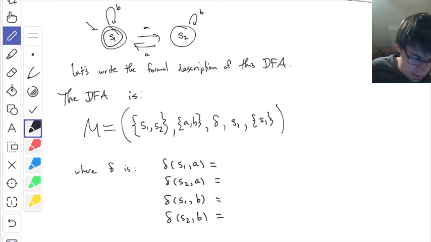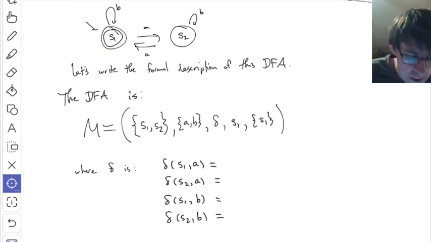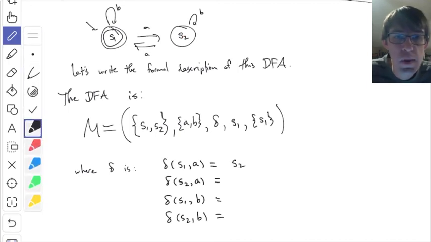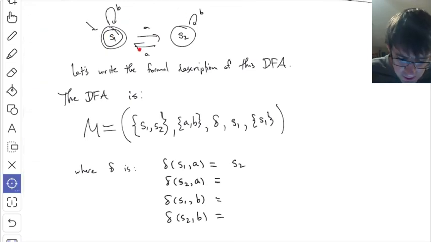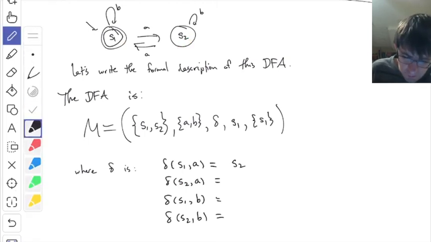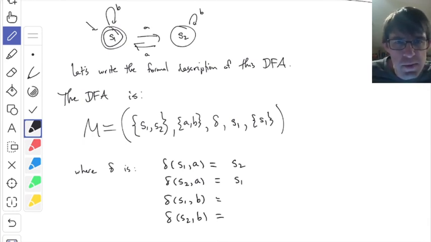So when I see delta of S1 comma A, that means if I'm in state 1 and I do A, it goes to state 2. And so right here, I say this equals S2, right? And so on. Basically every arrow on the diagram translates into one of these answers, and you just have to look them all up. So delta of S2 A, I look at S2, and the arrow with the A on it goes to S1. So the answer here is S1. And so on. I hope you agree with what I said. This is not hard to do. You just have to know how to do it and not mess it up.